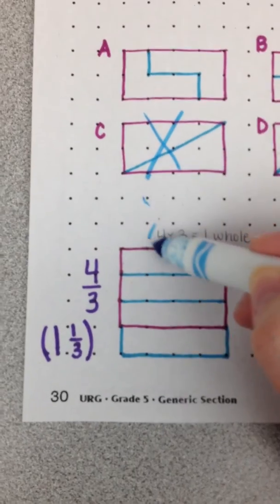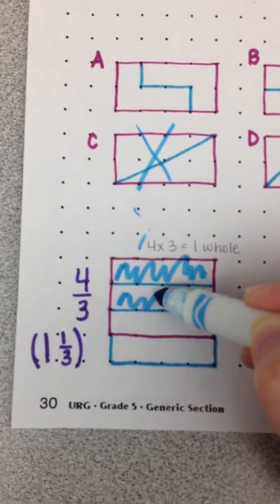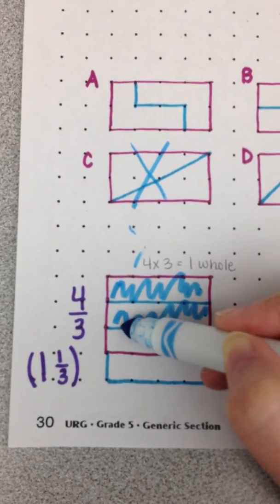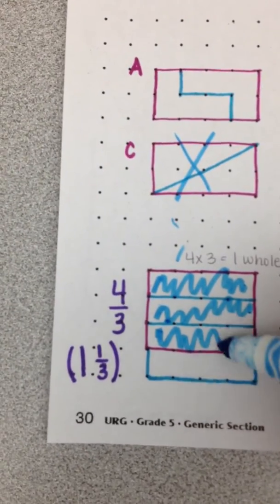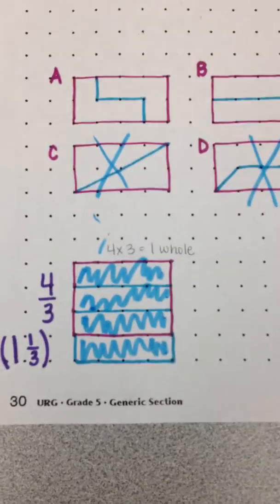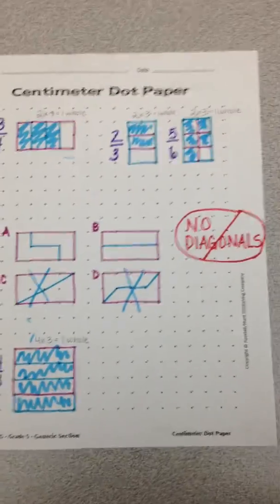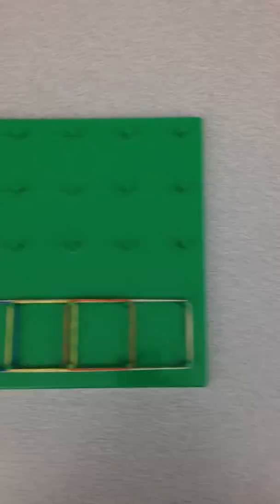So for this one, I have to shade in all of them. 1/3, 2/3, 3/3, and 4/3, or 1 1/3. So that is how you use dot paper and GeoBoards to represent fractions.